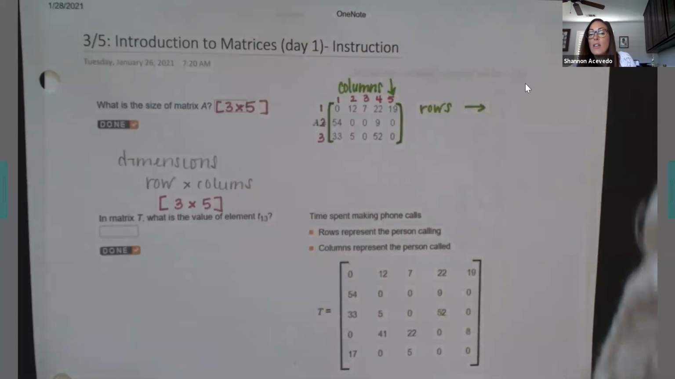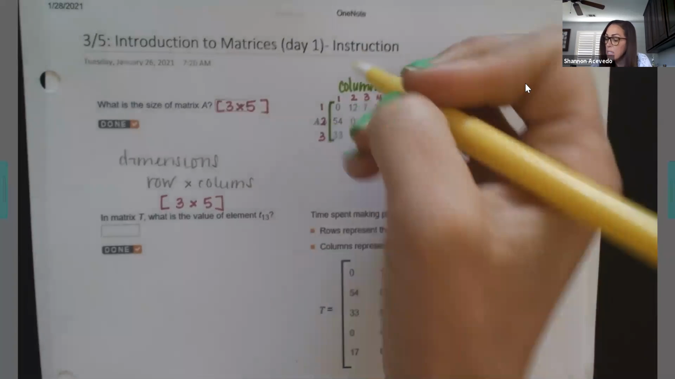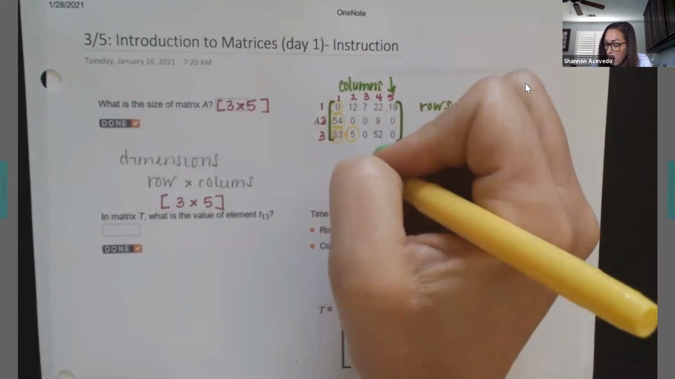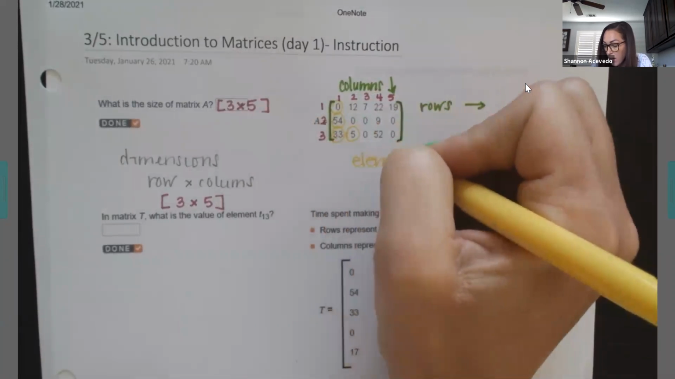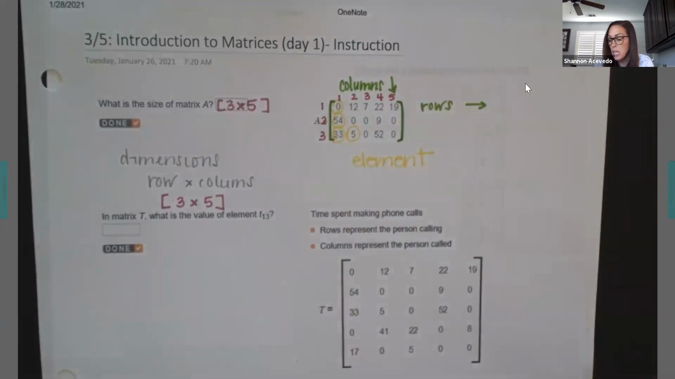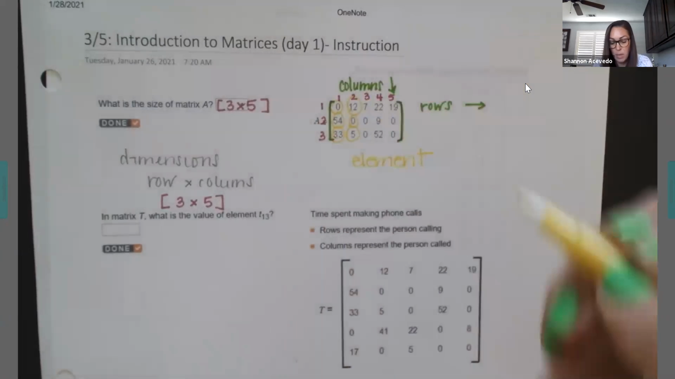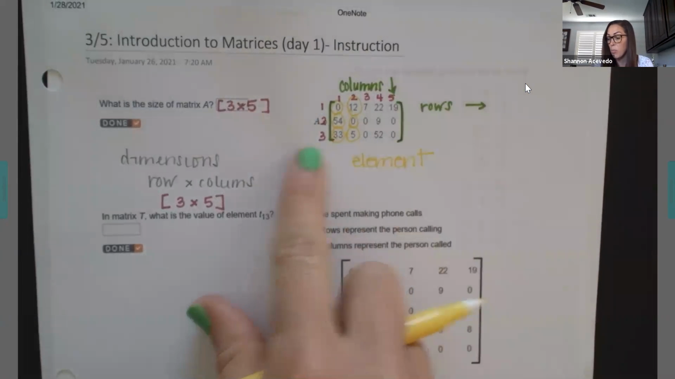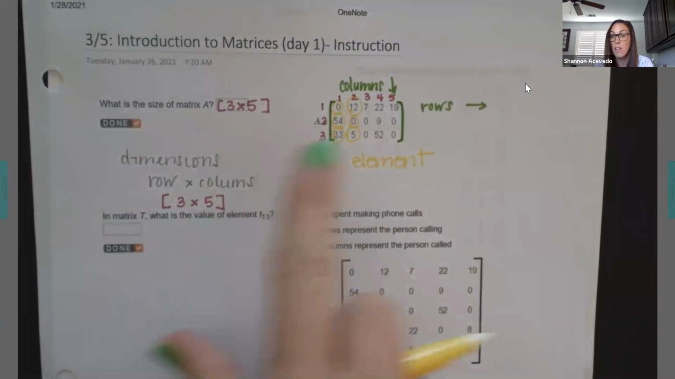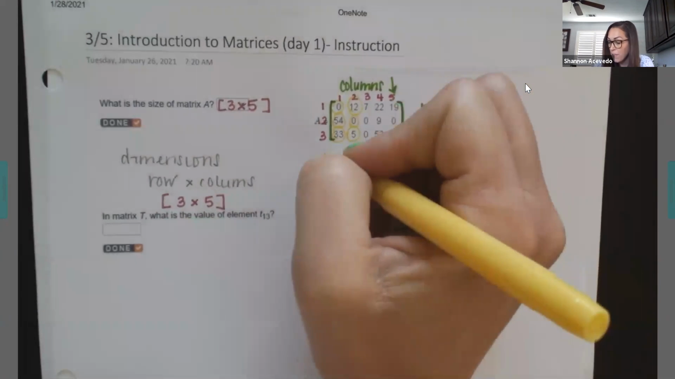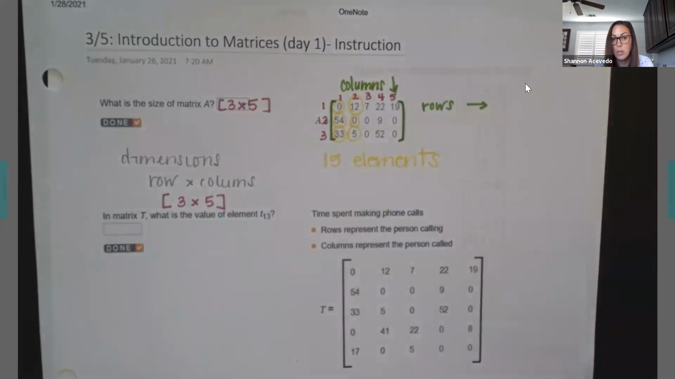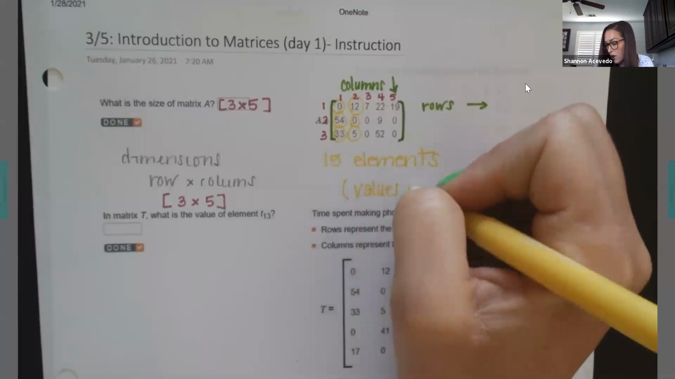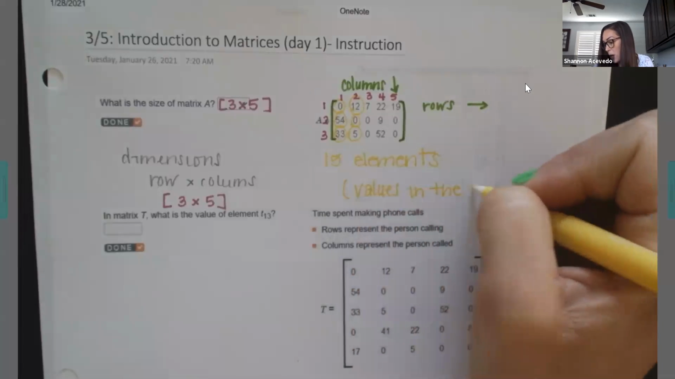Each of these values within the matrix, each one of these numbers here, is what we call an element. Each one of these values in here is an element. If we wanted to see how many elements there are in here, there would be 3 times 5. In this case, there are 15 elements within this matrix. Again, these are the values in the matrix.